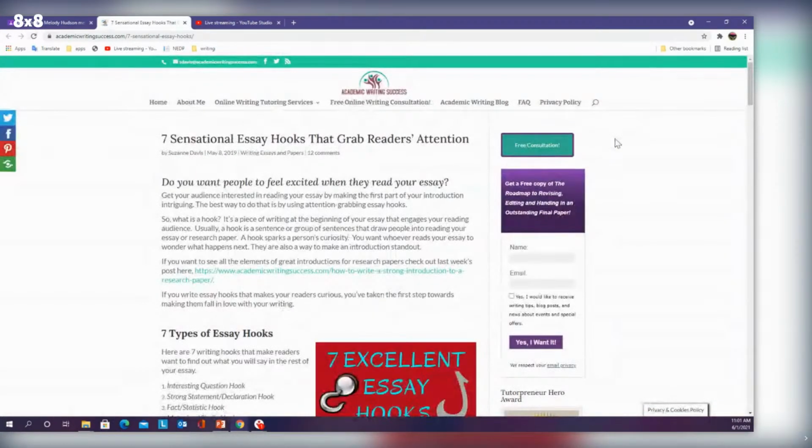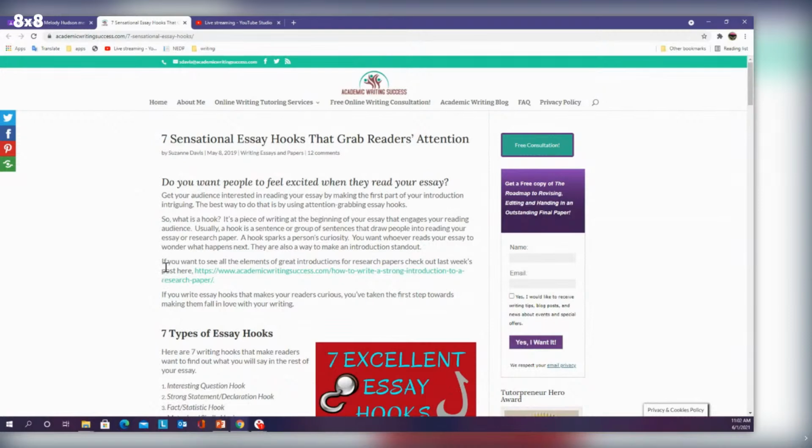So you want people to feel excited when they read your essay. And the most important thing to do is to write an attention grabbing hook. It is a piece of writing at the beginning of your essay that engages your reading audience. Usually a hook is a sentence or a group of sentences that draw people into reading your essay. It sparks curiosity. You want whoever reads your essay to wonder what happens next. And this is also a way to make an introduction stand out.